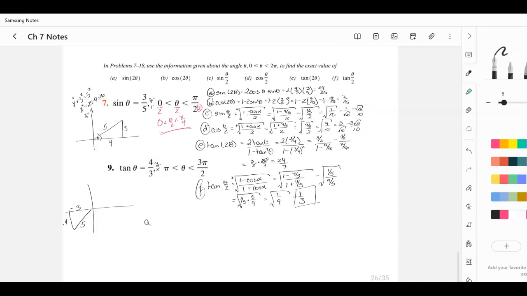So let's just for fun find part A. So we're going to find sine of 2 theta. And that formula is 2 sine of theta cosine of theta, or 2 cosine theta sine theta. We can multiply in any order, right? Sine of theta is opposite over hypotenuse, or y/r. Cosine of theta is adjacent over hypotenuse, or x/r. So if we multiply, we're going to get 24/25.